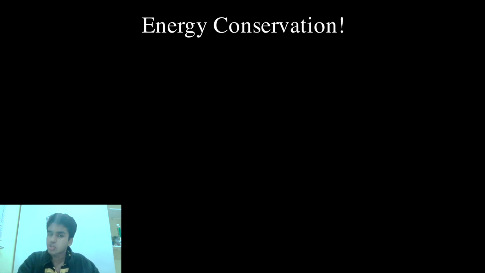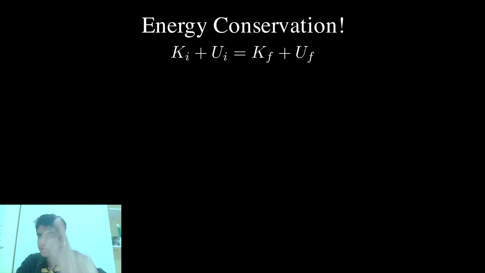So part D asks us to determine the speed of the block at the equilibrium position. Our initial point should be where this 2 kilogram block is dropped from, because there is no kinetic energy and there is no spring potential energy.